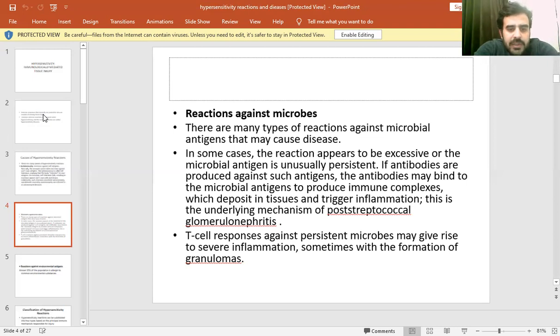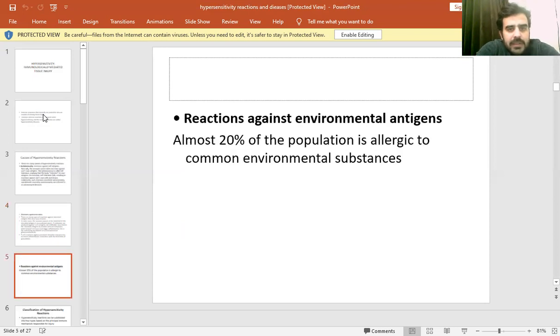T-cell responses against persistent microbes may give rise to severe inflammation, sometimes with the formation of granulomas. This is another mechanism of tissue injury. Reactions against environmental antigens. Almost 20% of the general public is allergic to common environmental substances such as pollens, dust, mites, latex, and some other chemicals and substances that are included in the environmental antigens.